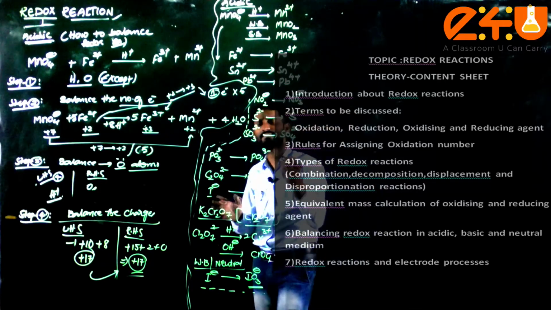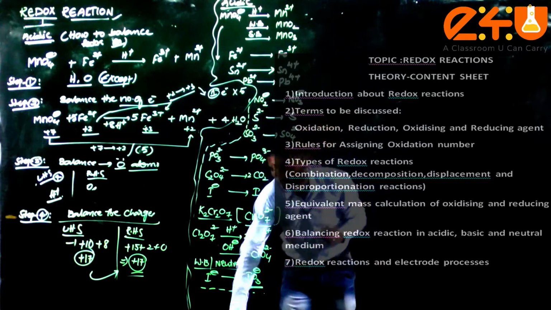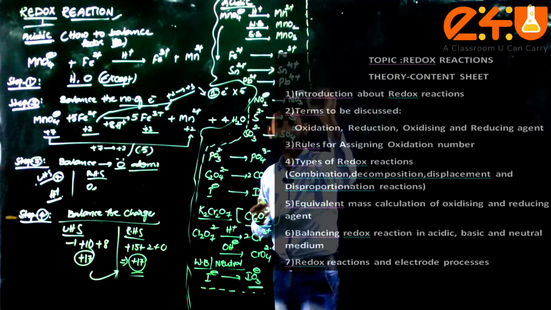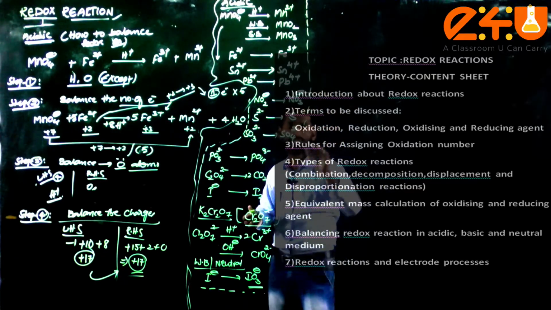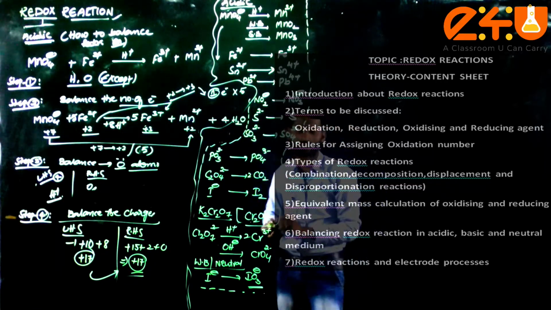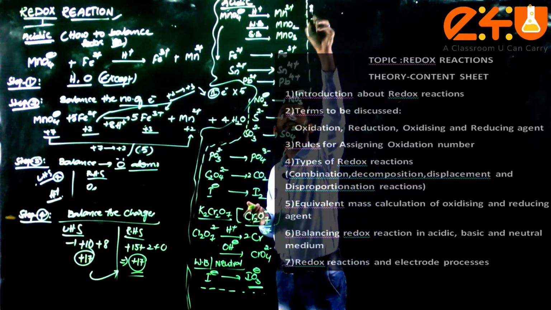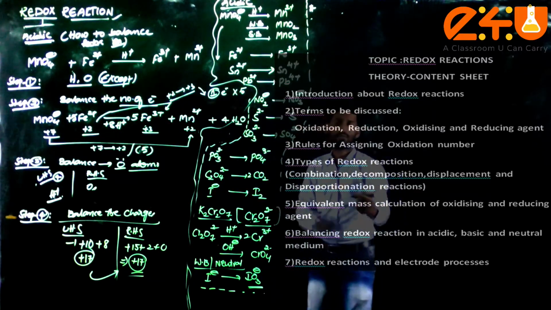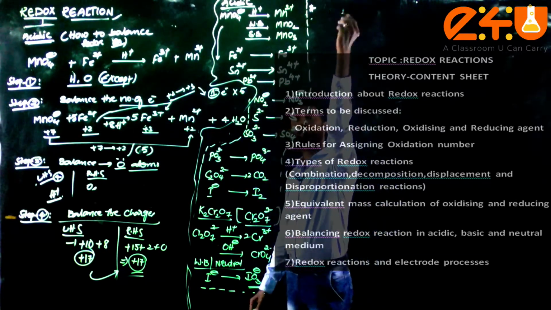Based on that, you can easily calculate any type of balancing reaction. Okay, next one, this is very important: redox reactions and electrode process. Electrode process you already studied. This one you are going to study again in electrochemistry, where we already know it.